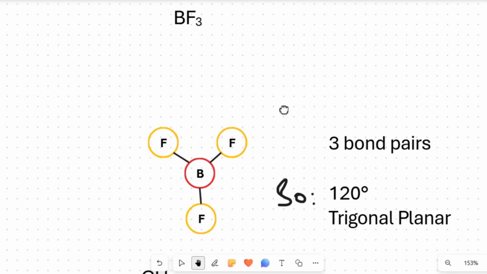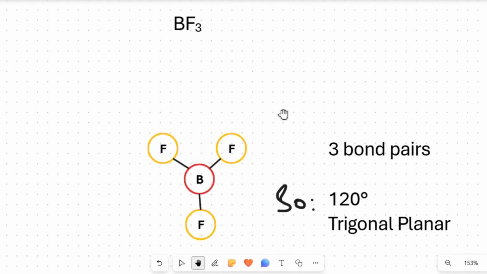So boron has three bond pairs because it forms three bonds with three fluorine atoms. The bond pairs arrange themselves with maximum distance between them. This means that because of the repulsion, they're going to arrange themselves so they're as far apart as possible. That gives us a bond angle of 120 degrees. So the shape is known as trigonal planar.